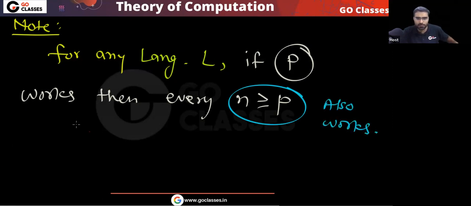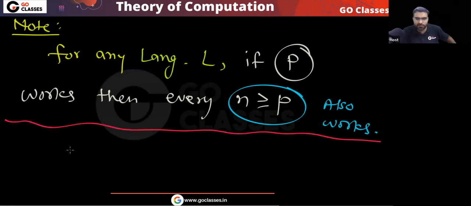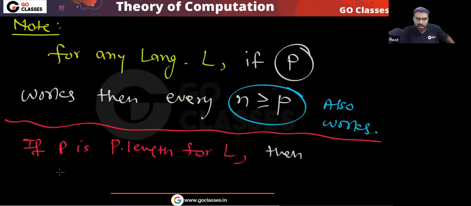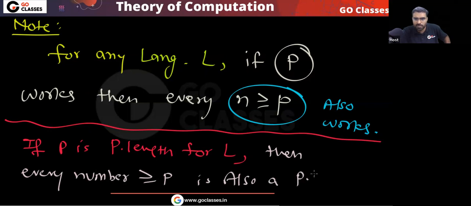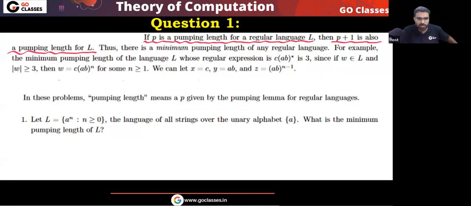Okay, so very simple. If P is a pumping length, then every number greater than or equal to P is also a pumping length. If this is the magical number for L, then every number greater than or equal to P is also a magical number, also a pumping length for L. Very simple. So this is the point. This we already know. Now let's see the next.